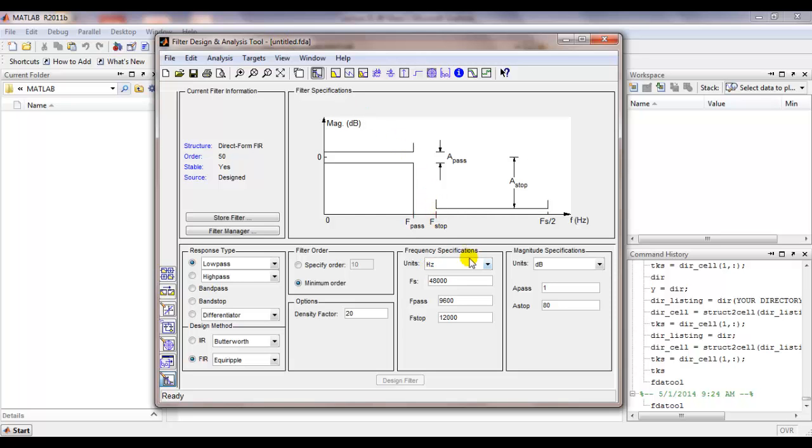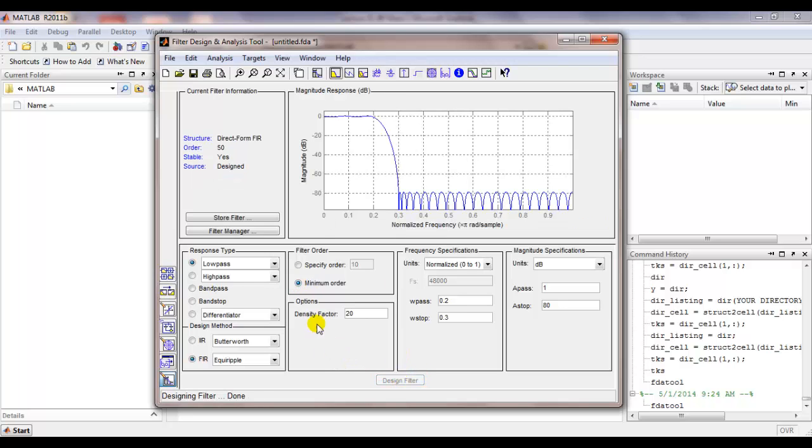So we'll look at an example of these things to convince ourselves that indeed FIR filters require a higher order. Let's say we are interested in a low pass filter. We want the pass band at 0.2 pi and the stop band at 0.3 pi. Let's read the specifications here. I have selected minimum order, so MATLAB will try to do its best to design an FIR filter which meets these specifications but has the smallest order possible. Let's do a design filter, and it gives me an order 50 filter.